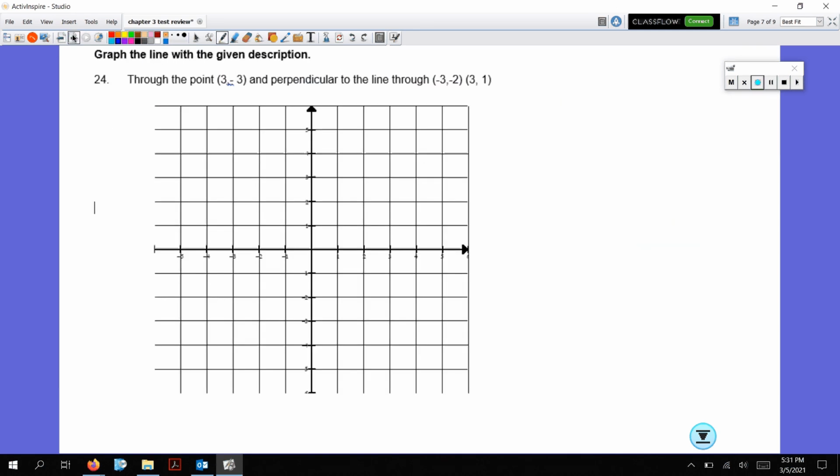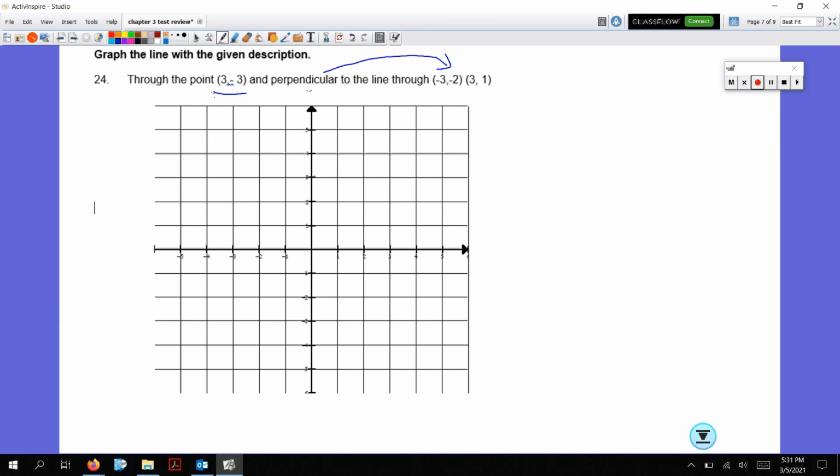All right, here's one I had a question about on Schoology. It says graph the line with a given description, okay? It's through this point, but it's perpendicular to this line. Perpendicular means whatever the slope is of that line, we need to flip it upside down and change the sign. That will be the slope related to this point here.